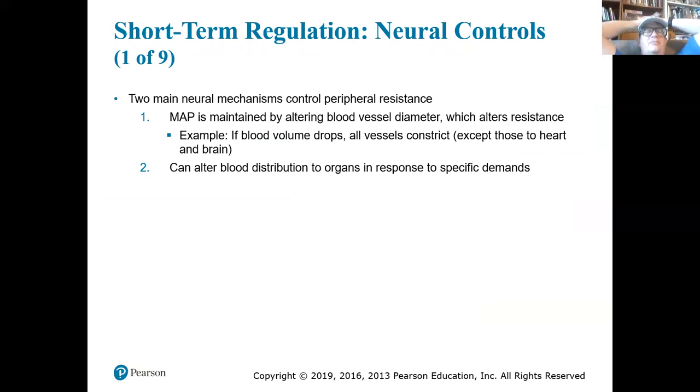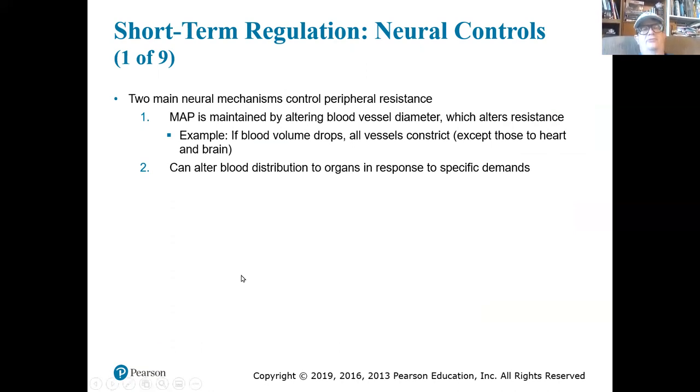Okay. So let's go through those three things. Short-term regulation, the neural controls. There are two main neural mechanisms for controlling resistance. You can maintain pressure by altering vessel diameter, which alters resistance.